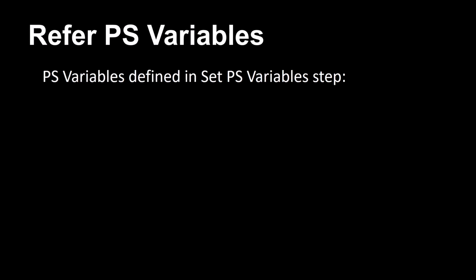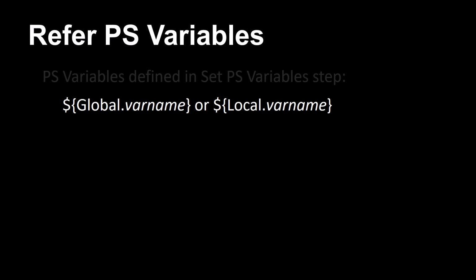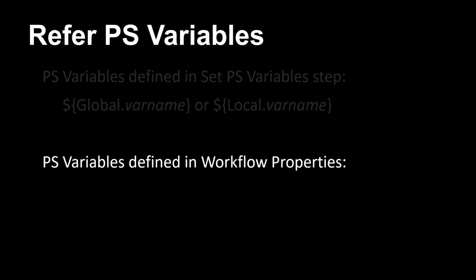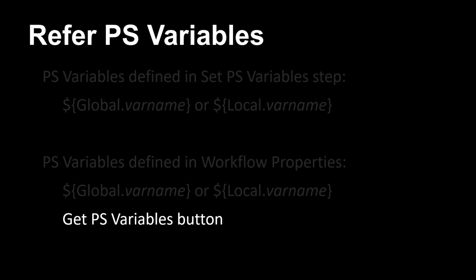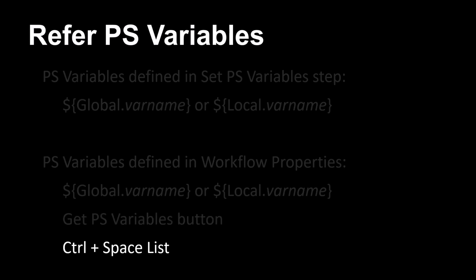To refer to PS variables defined in the Set PS Variable step, use a metadata string containing the variable scope and name in braces and appended with a $ sign at the beginning. As you can see here, 2 examples referring to global and local variables. To refer to PS variables defined in the workflow properties, you can use the metadata string containing the variable scope and name in braces and appended with a $ sign at the beginning, as seen, or you can use the Get PS Variables button in the Get PS Variables step, or you can use Ctrl plus space to list and select PS variables. Now let us go to Process Studio to see the configuration options for the Get PS Variables step.